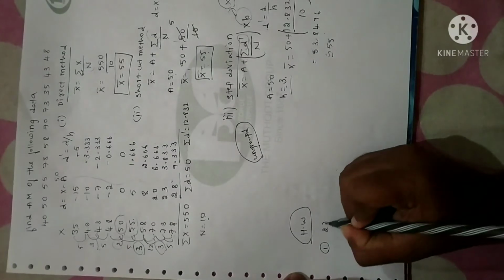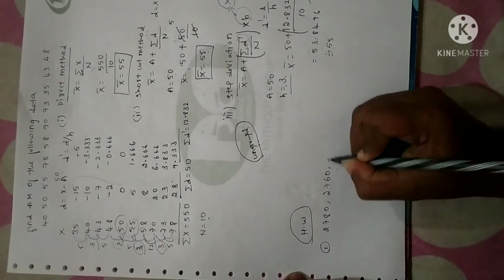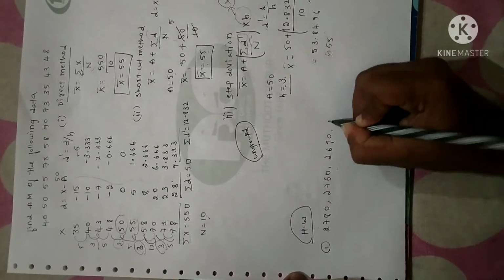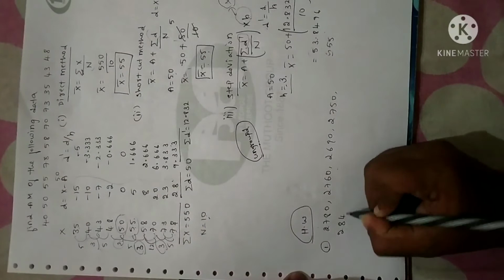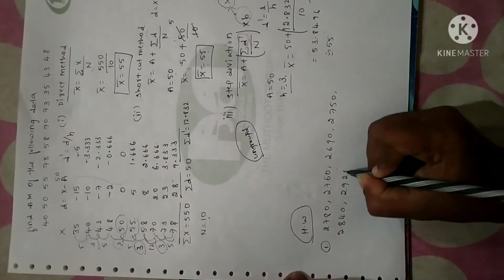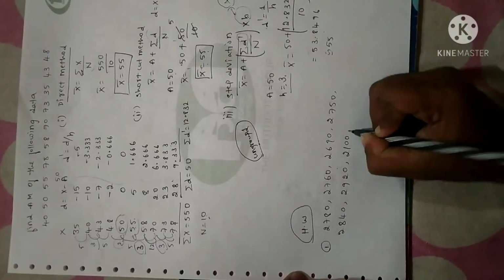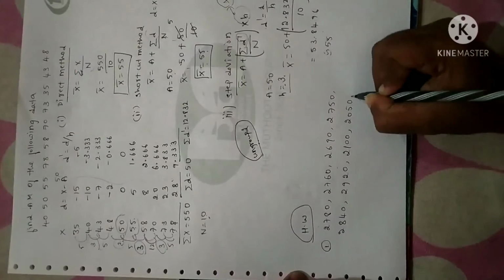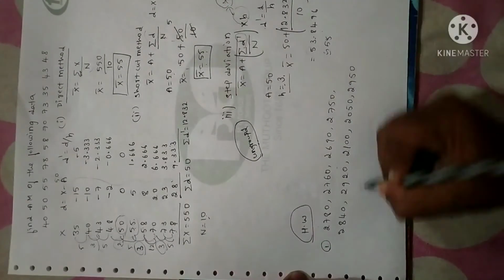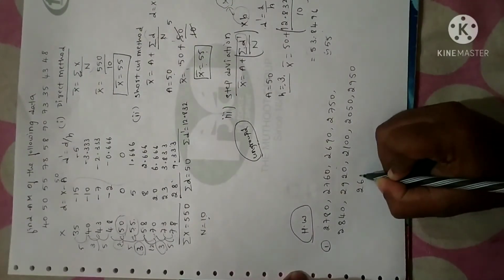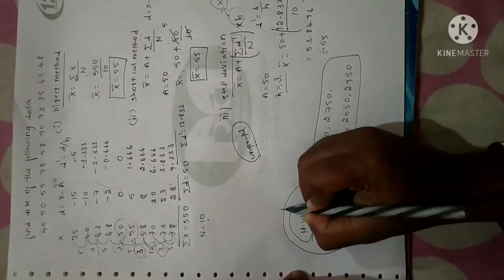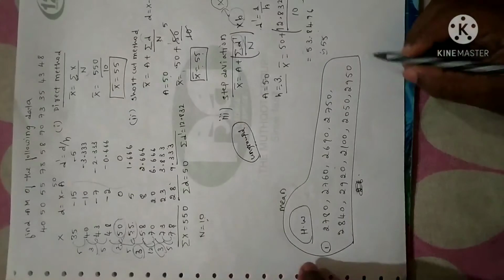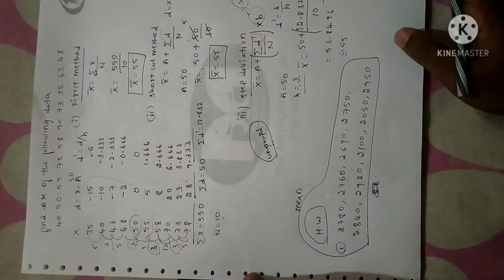Make a list of homework problem. Find the mean of the given values. So values are 2760, 2690, 2750, 2840, 2920, 2100, 2050, 2950, and yeah, enough. You just find the mean of these values. Use all the 3 methods to find the mean. Hope it is clear.